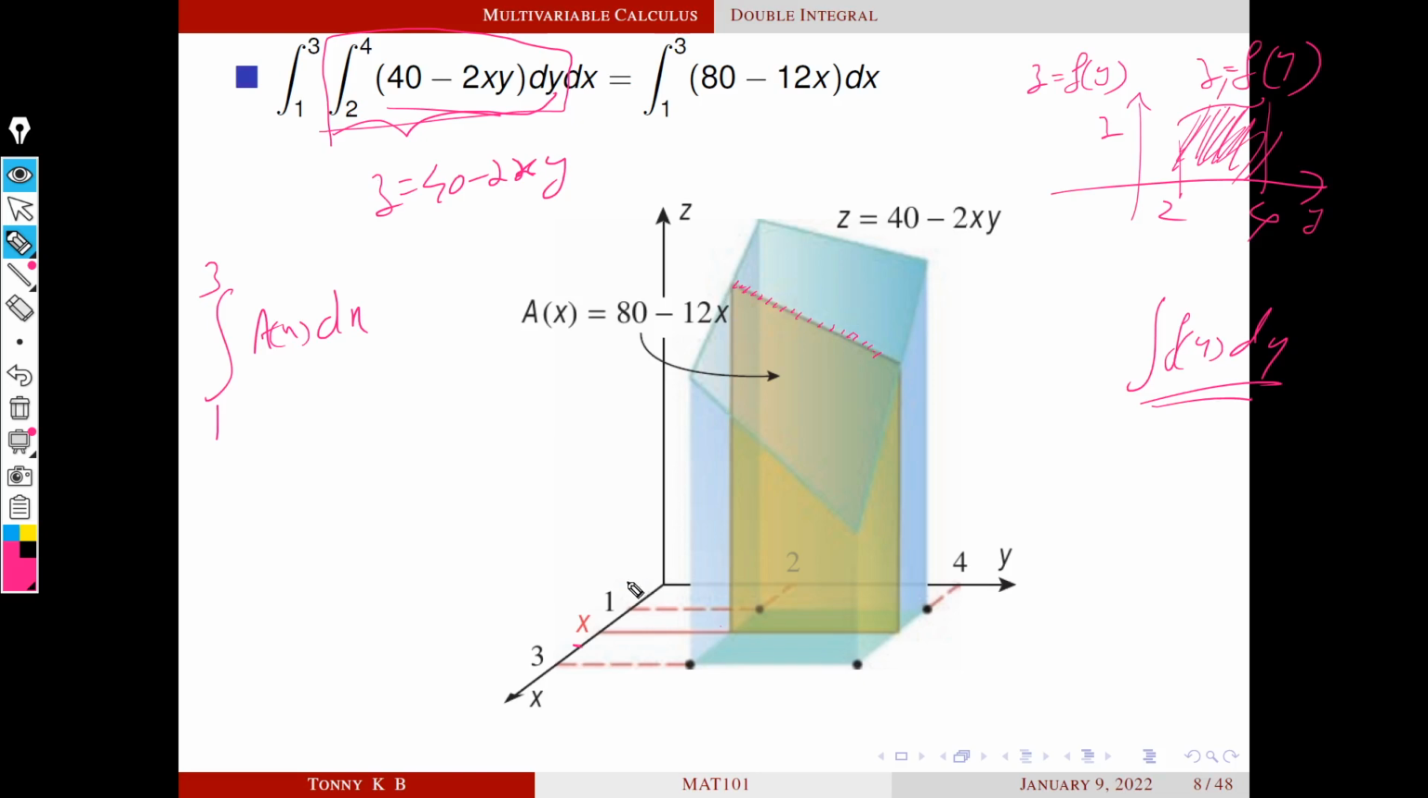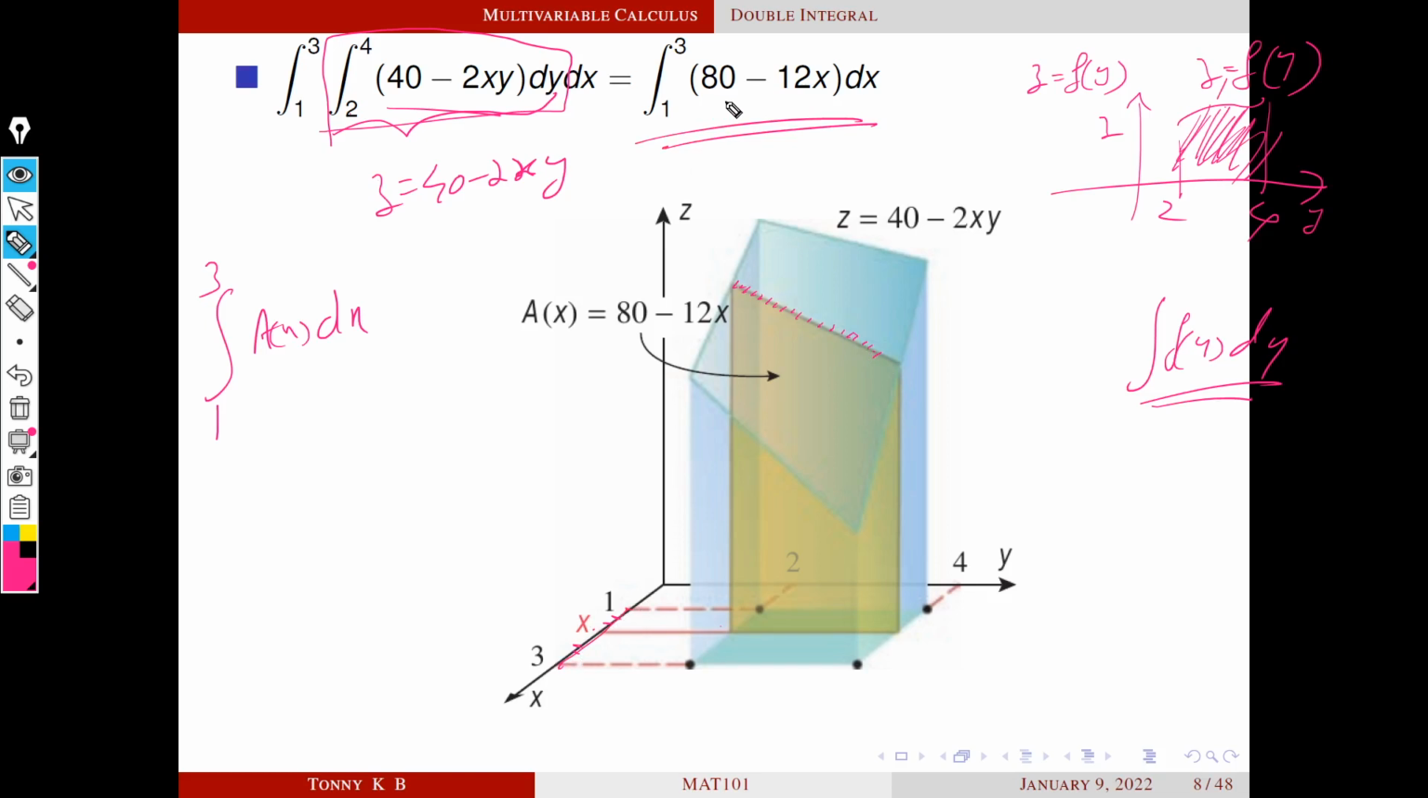So area corresponding to this x, area corresponding to this x. You think about all the areas corresponding to all the x's. Then you take the sum of all areas. That is the meaning of volume, right? Summation of area. So next we are going to integrate, or sum, all such areas from 1 to 3. That is this integration.